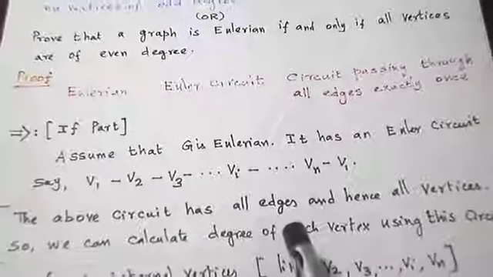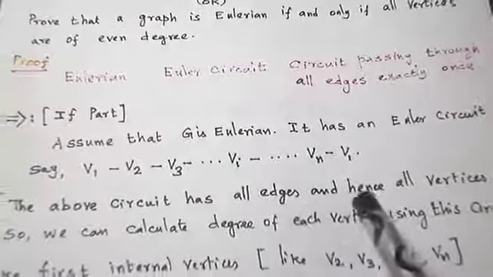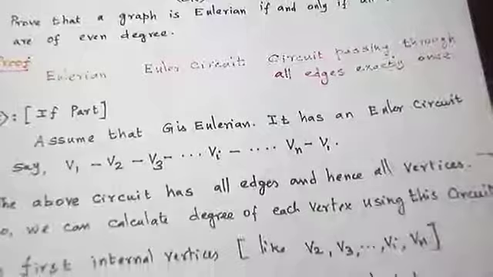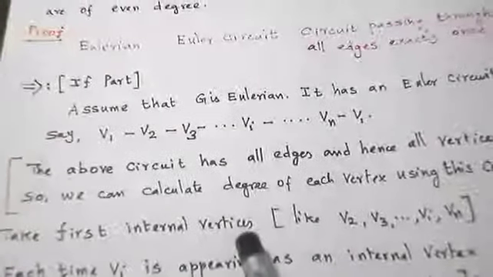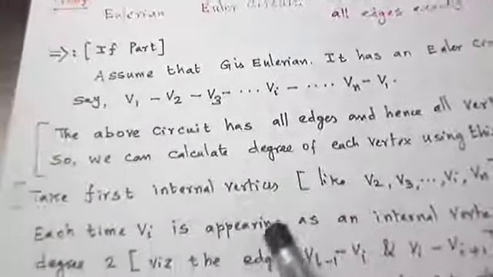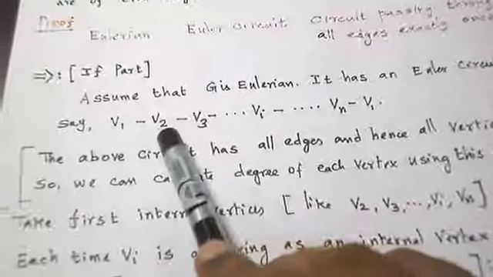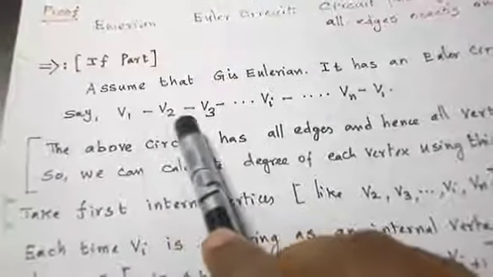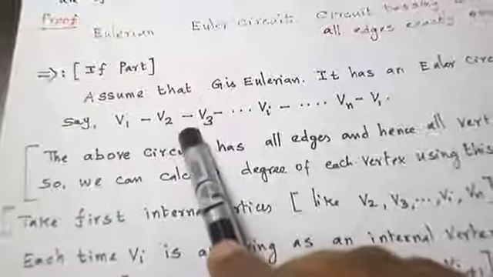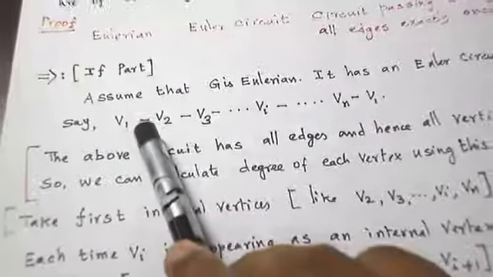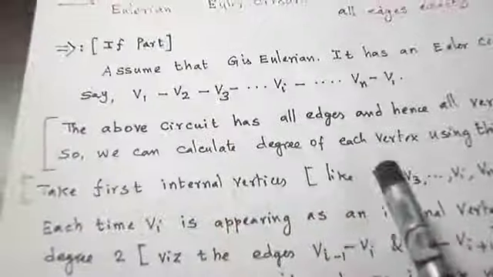Since all the edges are present exactly once and all the vertices are also present, we can calculate the degree of each vertex using this circuit. Now I classify it into two categories. First of all, let us take internal vertices like V2, V3, Vi, etc., Vn. For example, V2 is an internal vertex. So via the edge V1, V2, a degree 1 is added. Via the edge V2, V3, a degree 1 is added. So each time a vertex appears as an internal vertex, degree 1 plus 1, degree 2 is counted.